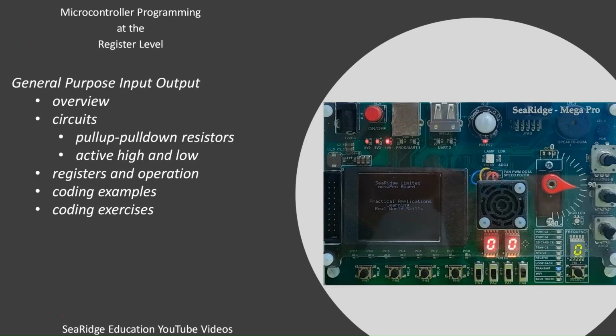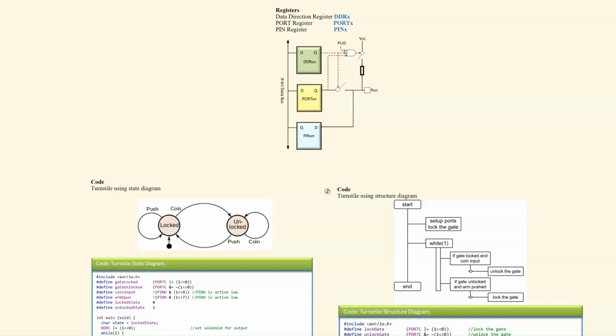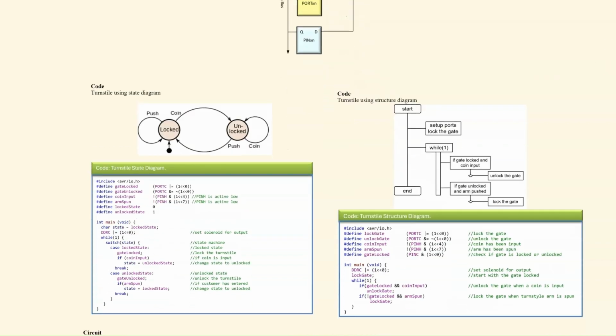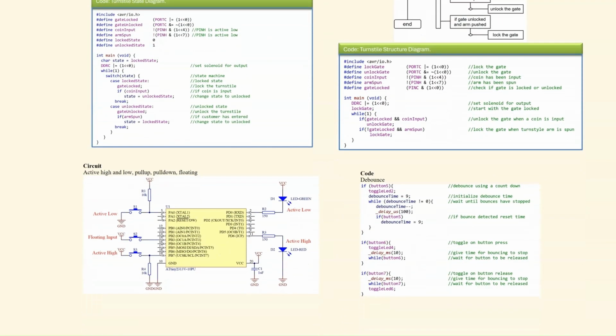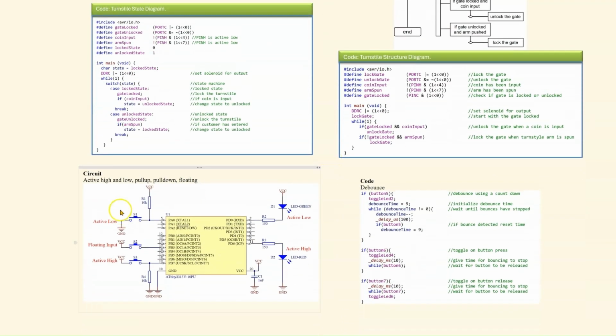I look at the general purpose input-output system, which is used for digital input-output. I explain how to use the registers associated with the system. I show the architecture of the registers and how they connect to the outside pin. I then go through and give example code for use in the GPIO. Then we look at the circuits, explain active high, active low, and I look at code debounce.